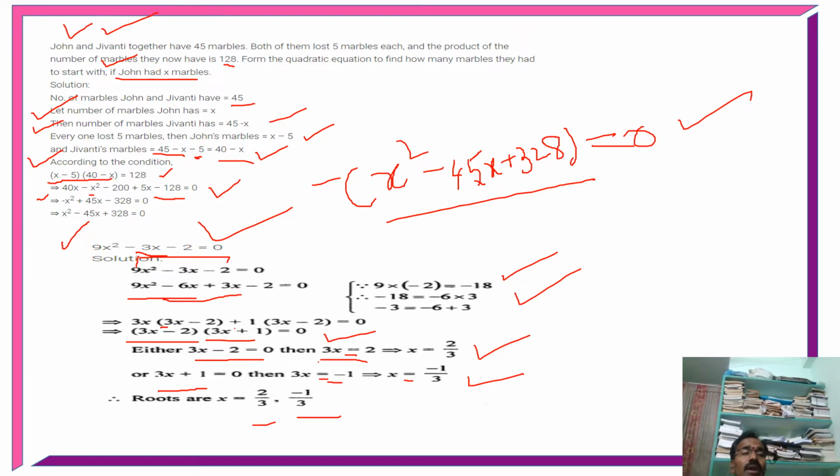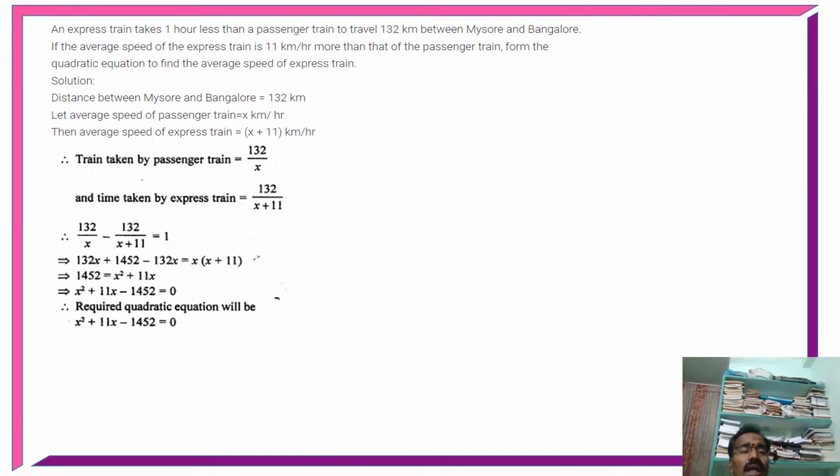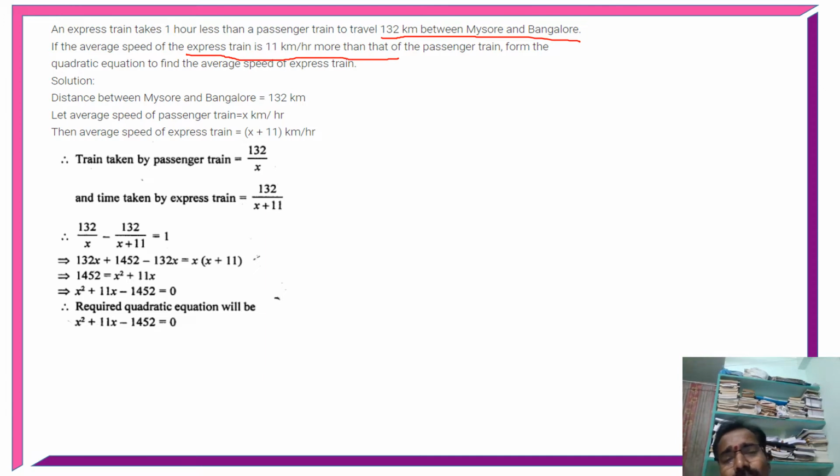So students, in this slide, it is given: frame an equation. An express train takes 1 hour less than a passenger train. As we know in our general life examples also, passenger train speed is less than express train. So it is to travel 132 kilometers between Mysore and Bangalore. If the average speed of the express train is 11 kilometers more, then form a quadratic equation to find the average speed of the express train.